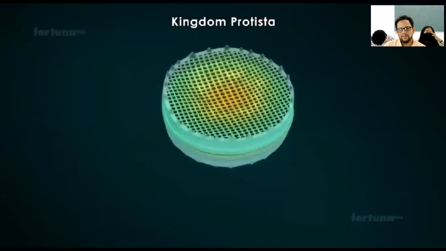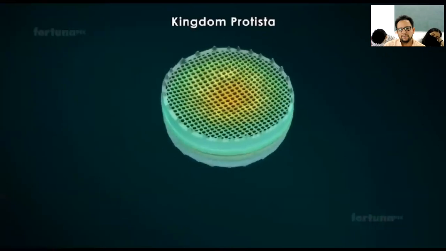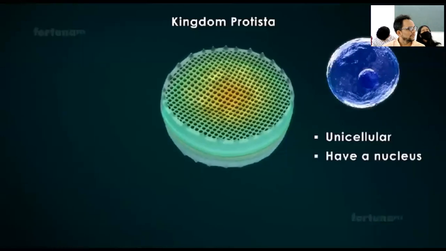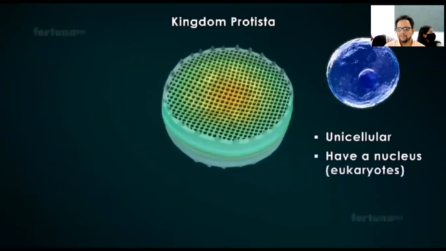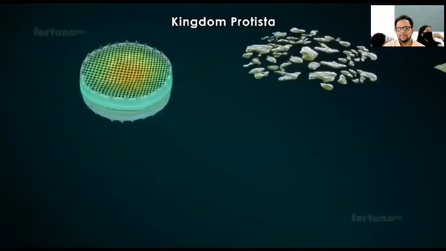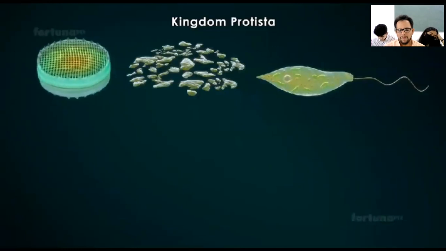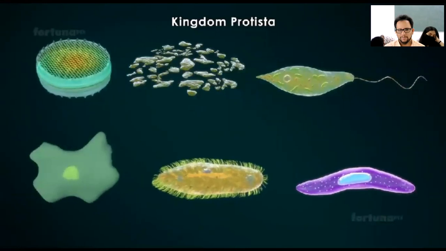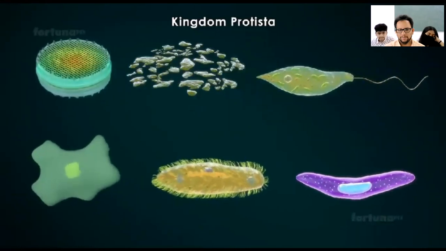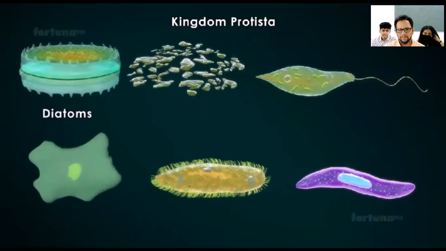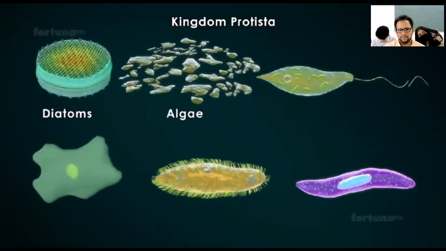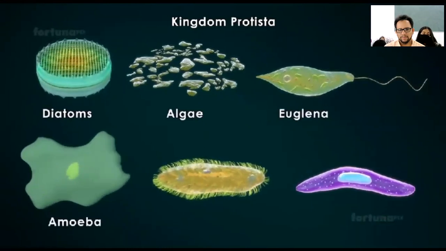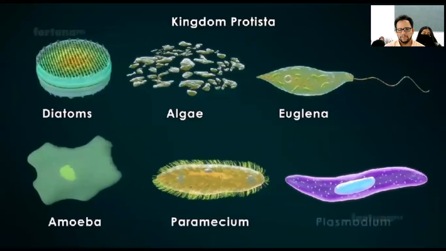Kingdom Protista is next. The organisms within this kingdom are also unicellular, but they have a nucleus. Cells of this type are referred to as eukaryotes. Most members of this kingdom can, like plants, undergo photosynthesis and produce their own food, and like animals, will have locomotory structures. Most Protista are aquatic and include diatoms, algae, euglena, and protozoans such as amoeba, paramecium, and plasmodium.